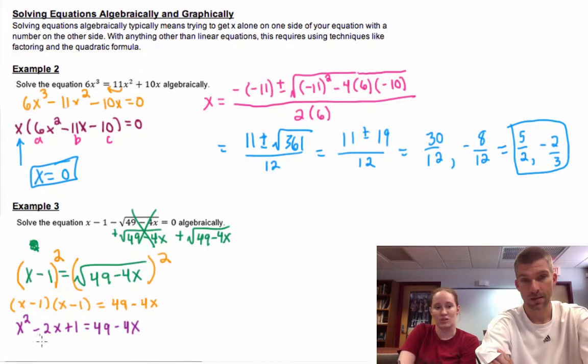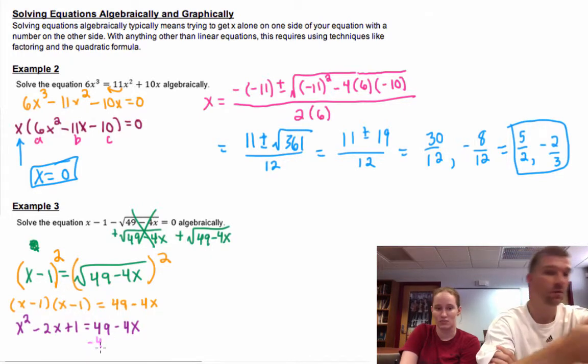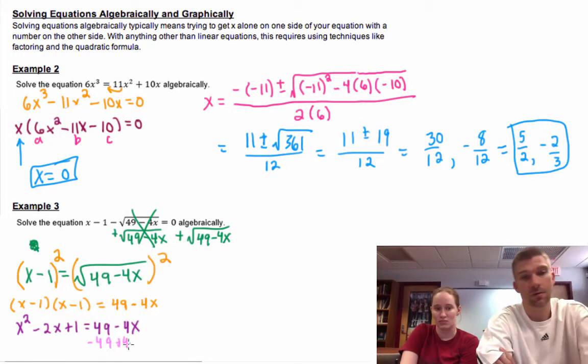So now we want to get everything on the same side. And since we're dealing with x squared, we want to move it all over to that side. So we're just going to hop those two right over.